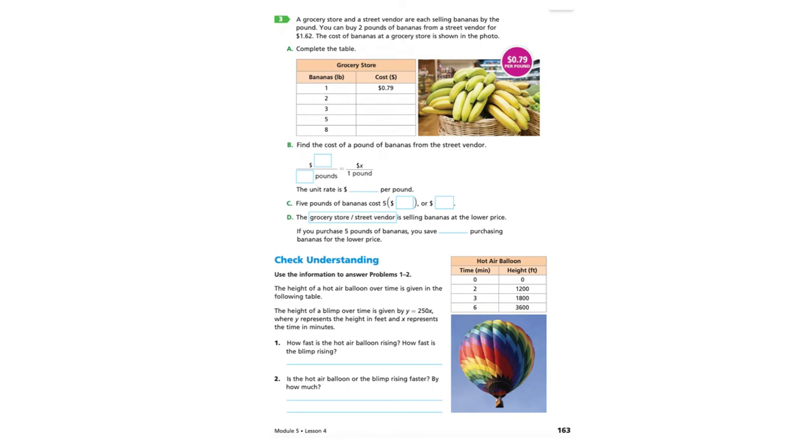If you purchase 5 pounds of bananas, you save blank dollars purchasing bananas for the lower price. And here you have this one. Once you've completed the table, you'll know how much it costs for 5 pounds of bananas at the grocery store. And then once you solve B and C, you'll be able to compare those prices and answer D. So once you complete that, pause the video, work on number 3. When you're finished with that, you can go on to the check understanding and do that independently.